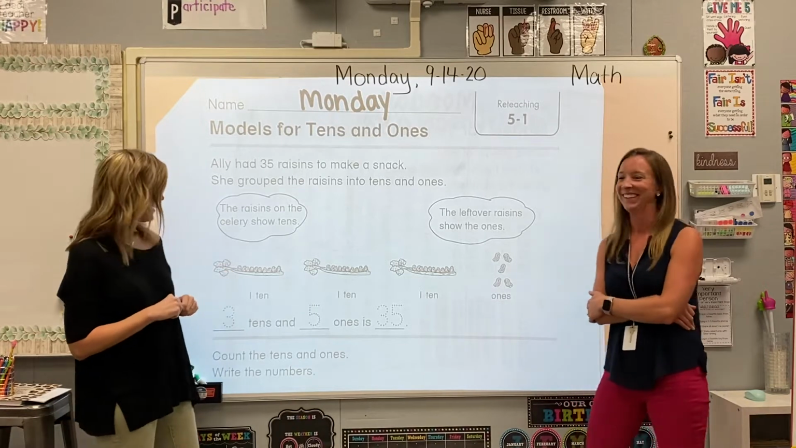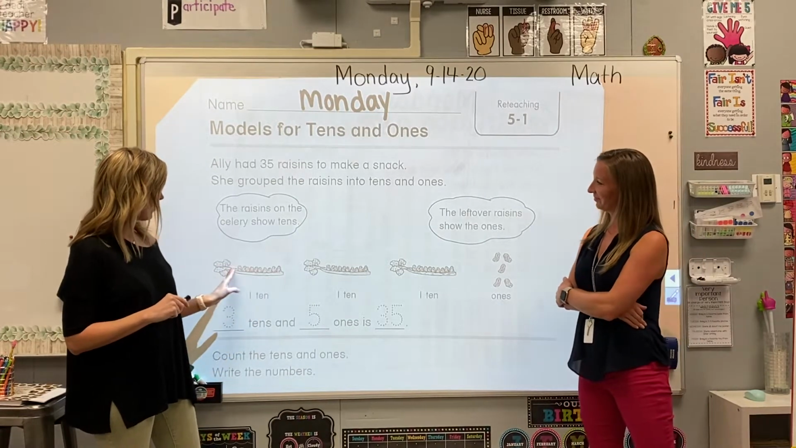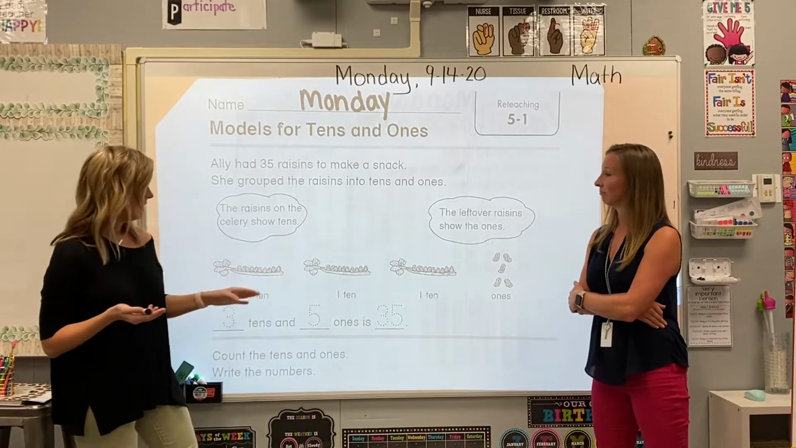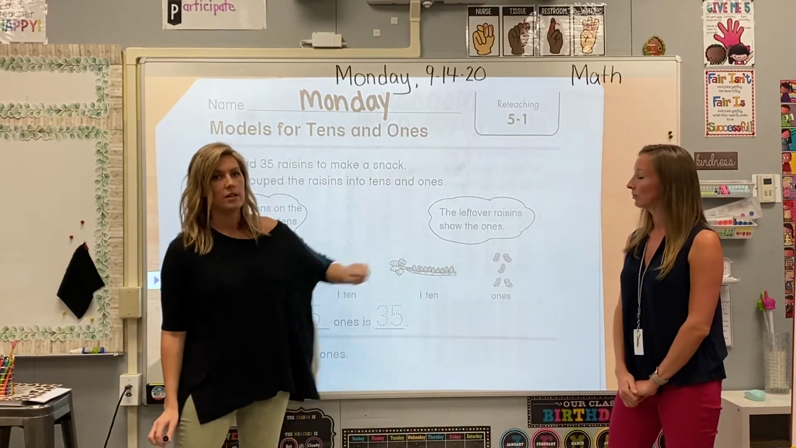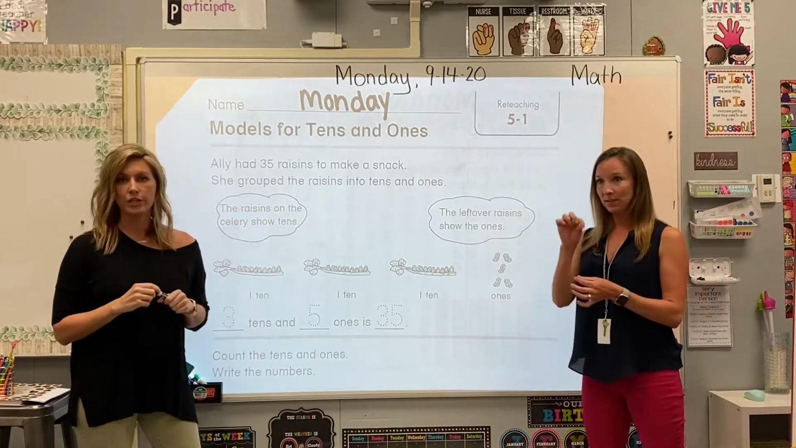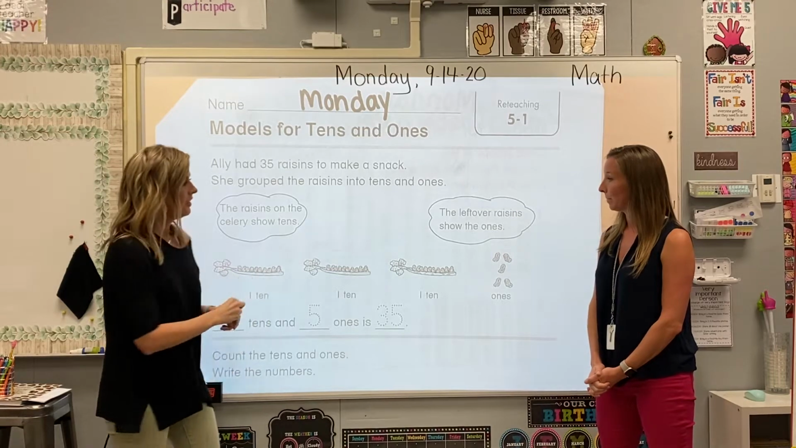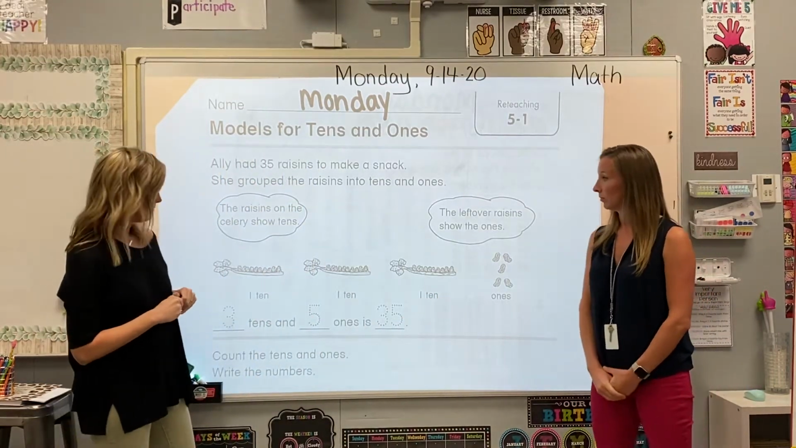Okay, thank you. As I was saying, if you see a celery stalk with the raisins on it, that's going to signify or stand for a group of 10. And then over here, the leftover raisins show the ones. Like if we were using the counters, the little cubes, and we had a group of 10, that would be like a celery stalk, and the single ones would be like the single raisins. Same idea, just cute pictures to go with it.